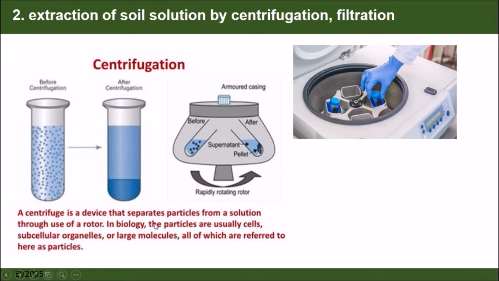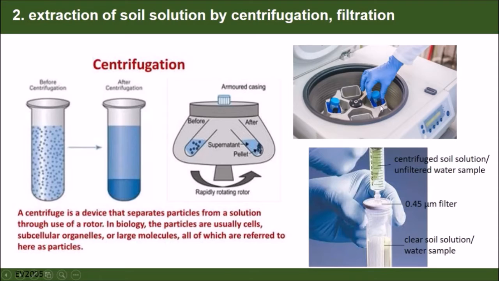Here it says it's a device that separates particles from a solution through the use of a rotor. In biology, in this example, particles are usually cells. In our case, these are soil particles. After centrifugation, you take out the centrifugation tubes, as they're also called, and then you can take up the supernatant solution in a syringe.